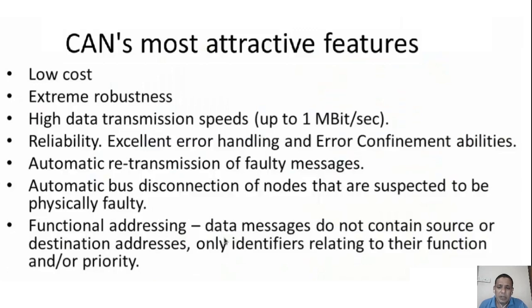Then functional addressing, that is, the data messages do not contain source or destination addresses, only identifiers relating to their function or priority. That is, the message being sent to the CAN bus will not have any source or destination address, only identifiers relating to its function and priority. Each device will have some priority, and based on that it will access the bus.